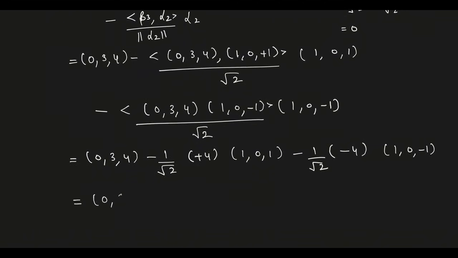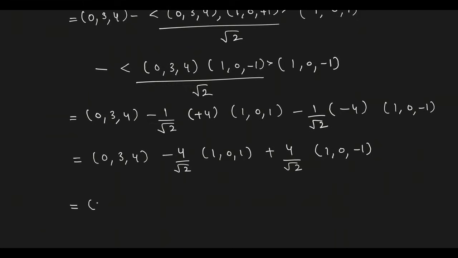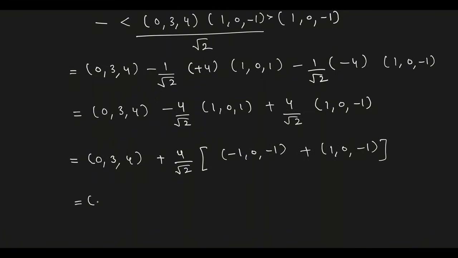So this will be 0 3 4 minus 4 by root 2 times 1 0 1 plus 4 by root 2 times 1 0 minus 1. That is 0 3 4 minus, if I take 4 by root 2 common, minus 1 0 minus 1 plus 1 0 minus 1, which gives 0 0 minus 2.